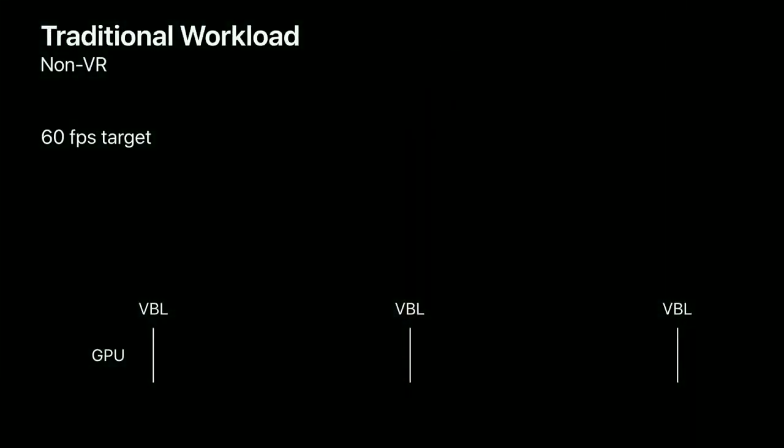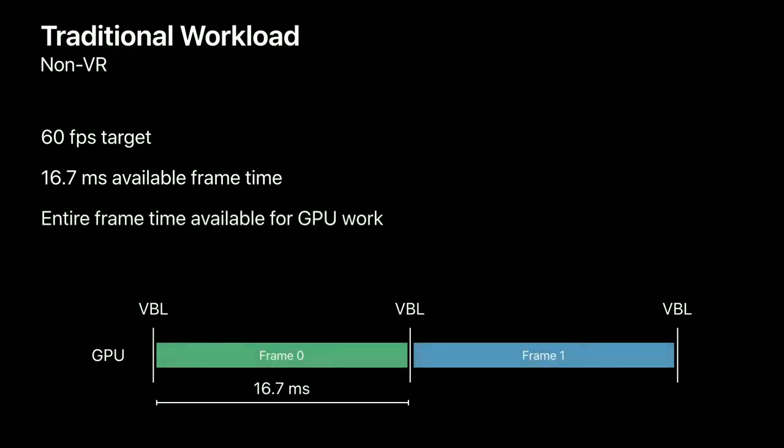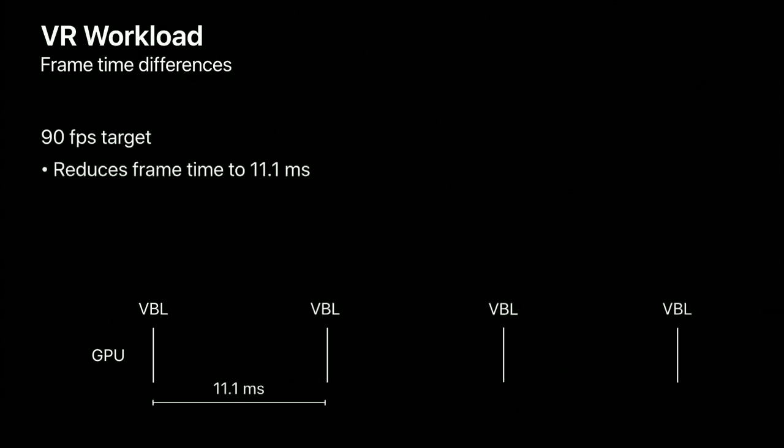So a traditional non-VR workload targeting a 60 Hertz display has around 16.7 milliseconds to do work for the frame. And in many cases, the app has the entire frame budget to do work on the GPU. A VR workload, on the other hand, has to target a 90 frame per second display, and it needs to hit this target to achieve a smooth, judder-free experience on a headset like the Vive. So this reduces the available frame budget to around 11 milliseconds.